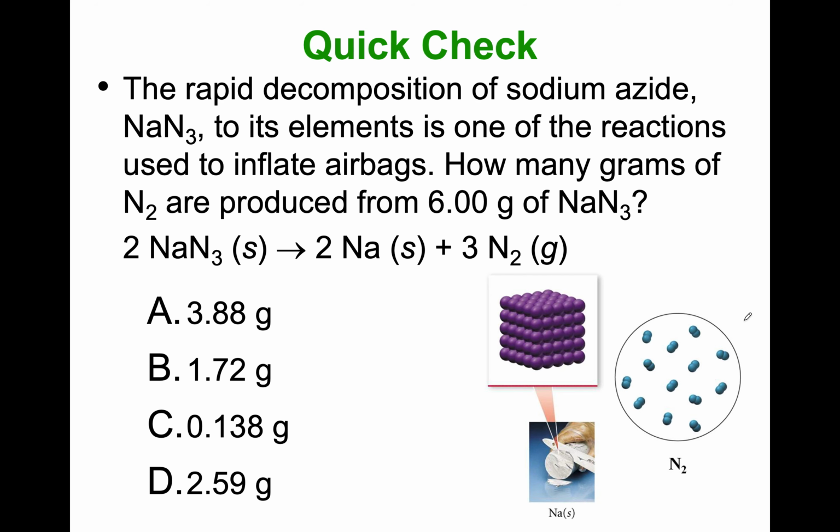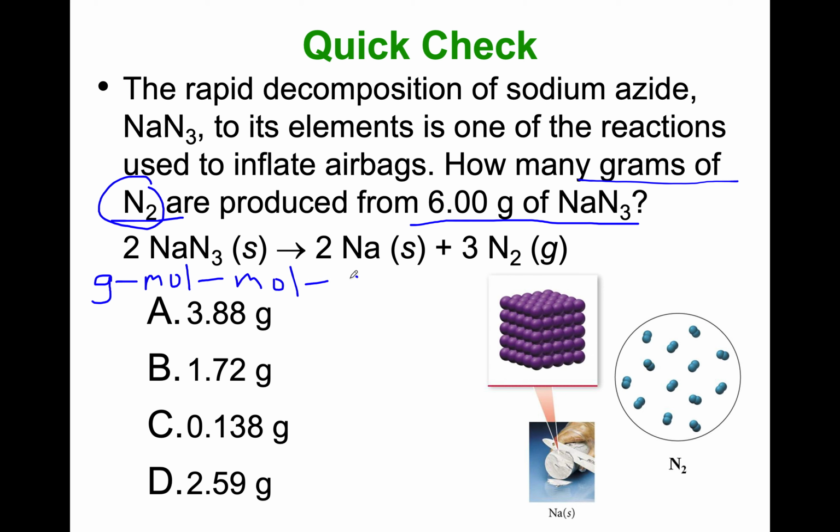All right, so this is where we left off. We had grams of something and now we can see grams of something else. What we're going to see here is how many grams of nitrogen, that's what's being asked for, are produced from 6 grams of sodium azide. So again, I'll try and put in the path here. That's grams, moles, mole conversion, and then grams.